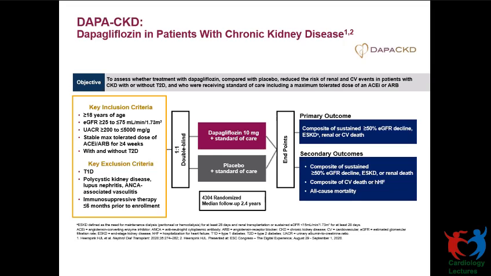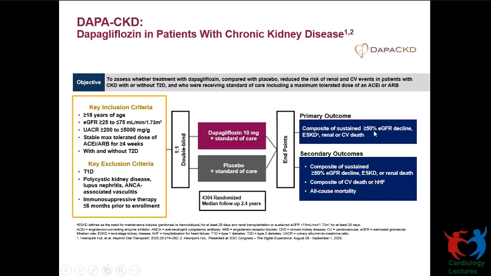So DAPA in patients with chronic kidney disease, how did it start? It was to assess whether treatment with dapagliflozin, compared with placebo, reduces the risk of renal and CV death events in patients with CKD without diabetes who were receiving standard of care, including the maximum tolerated dose of ACE inhibitors or ARB, or diuretics and beta blockers. It was a 1:1 double-blind trial, DAPA with standard of care versus placebo.